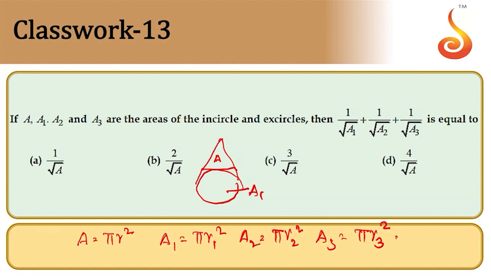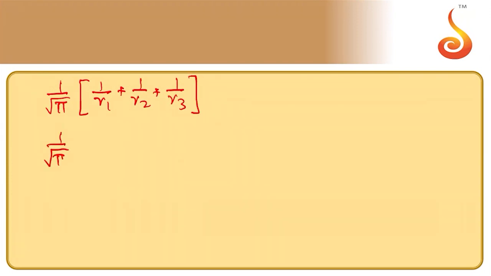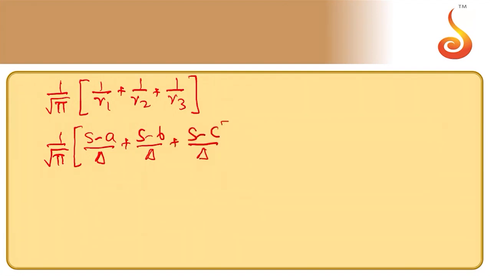Using that formula, we get our required result. We will substitute here. Once we substitute here, we get 1 by root pi common, 1 by r1 plus 1 by r2 plus 1 by r3. So substitute the values. 1 by R1 is nothing but S minus A by delta, S minus B by delta plus S minus C by delta. So finally, 3S minus 2S will give you S by delta.